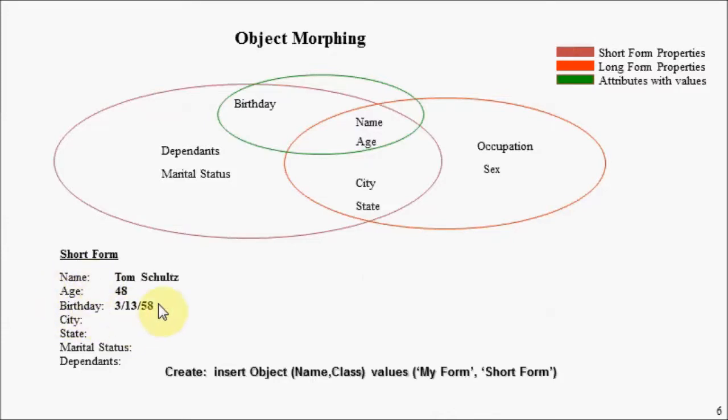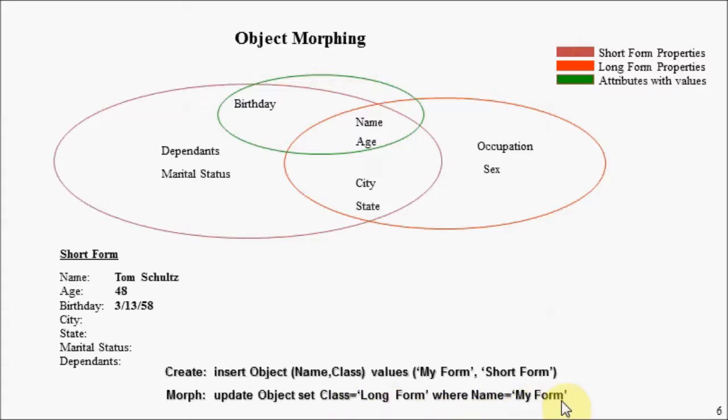And somewhere down the line you go, gosh, I should be filling out the long form, not the short form. Well, what you really want to do here is preserve the questions that are in common and the answers you have already given to some of the questions here. And so the procedure we're going to do is a morph operation here, and we do that by doing an update statement here. So we say update object and set class equal to long form, where my form name was called my form here.